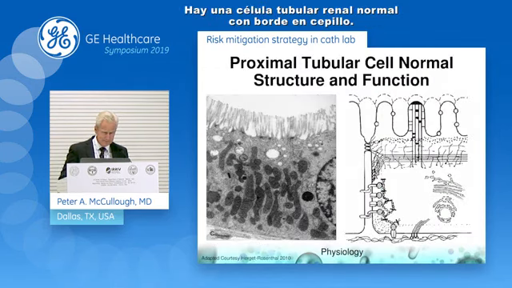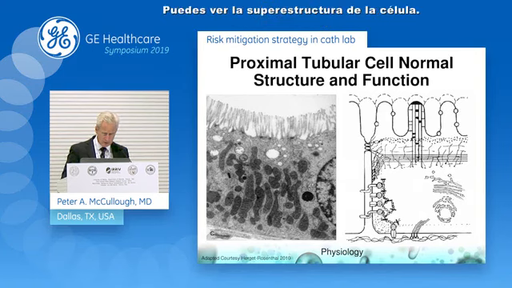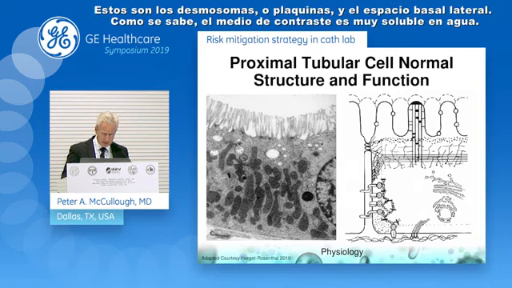So here's a normal kidney tubular cell on the brush border. You can see the cell superstructure here. These are the anchoring desmosomes, or what are called plakins.